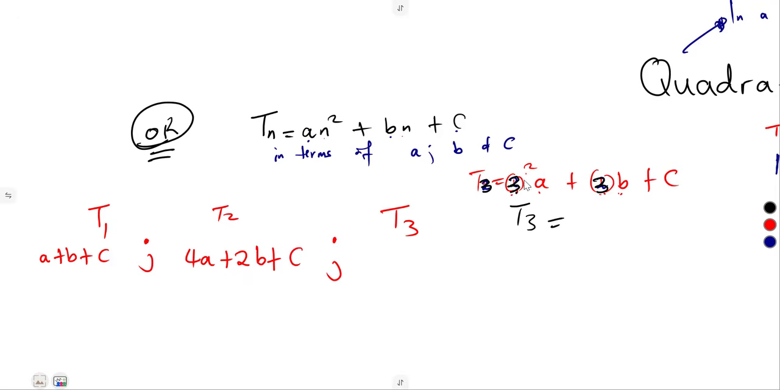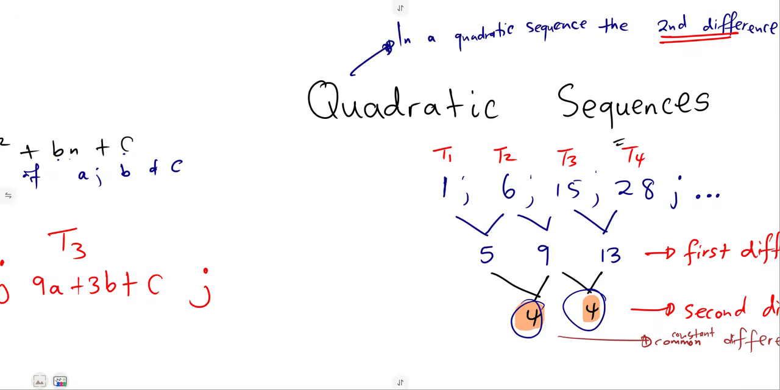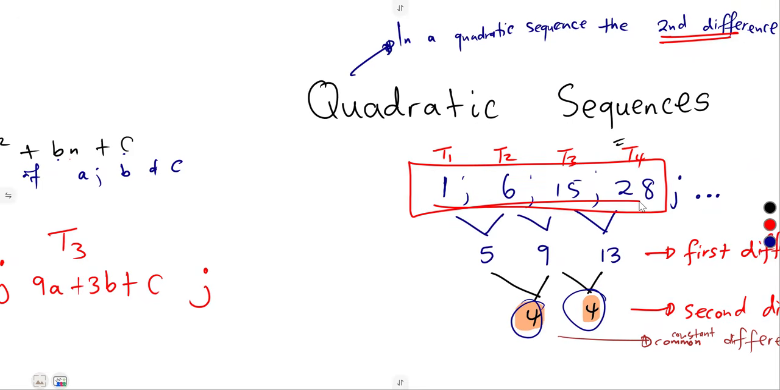Our T3 is going to be 3 squared, which is 9 times A, which is 9A. 3 times B, which is 3B, plus C. That is what we have there. So that's 9A plus 3B plus C. We move on to the fourth term. Just like that. So at least you must have 4 terms so that it can make sense. The idea of a quadratic sequence here, at least you must have 4 terms.